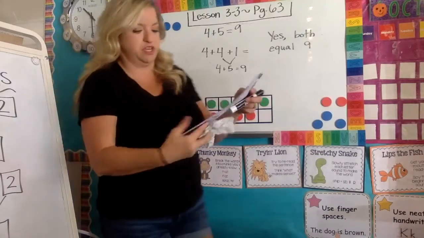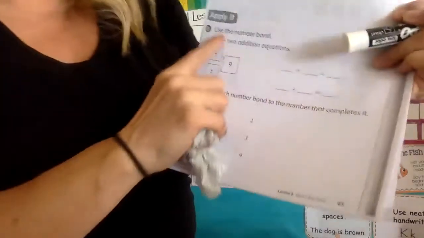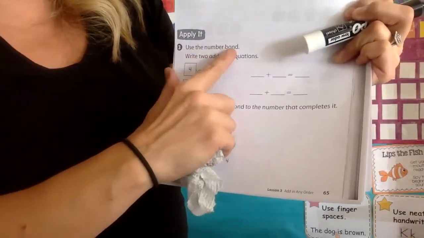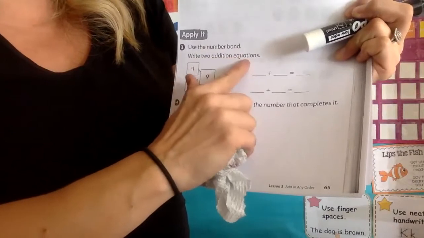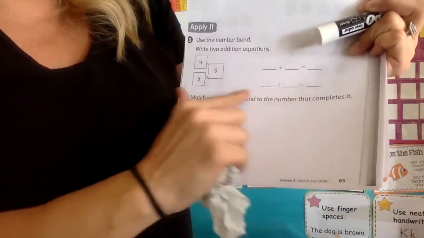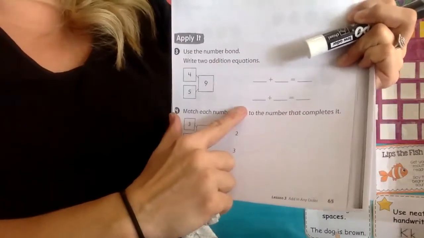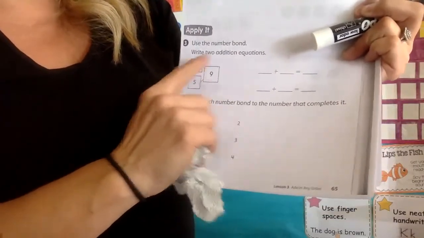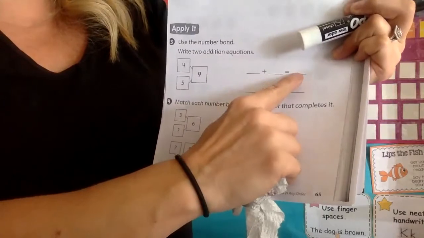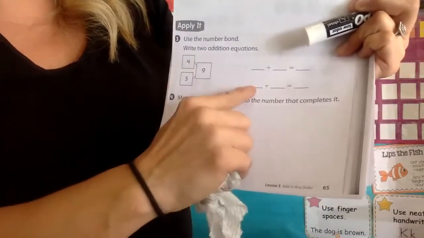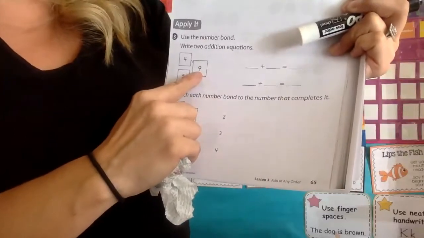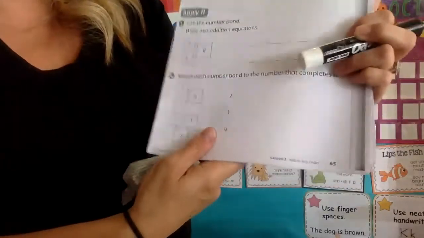Now, number 3 on page 65, you're going to apply it. This is where you really practice. Use the number bond. Write 2 addition equations. So these are your addition fact families. Here you're going to write 4 plus 5 equals 9. Then you're going to flip it. 5 plus 4 equals 9. They both equal 9, no matter which way you put it.